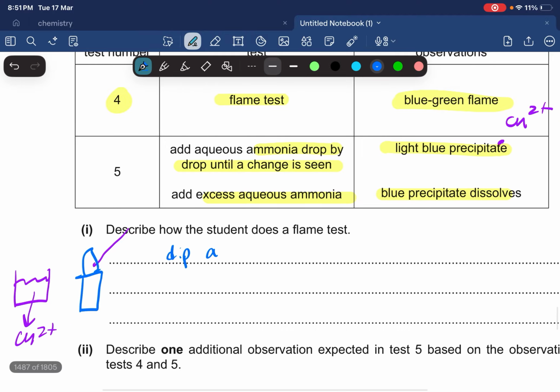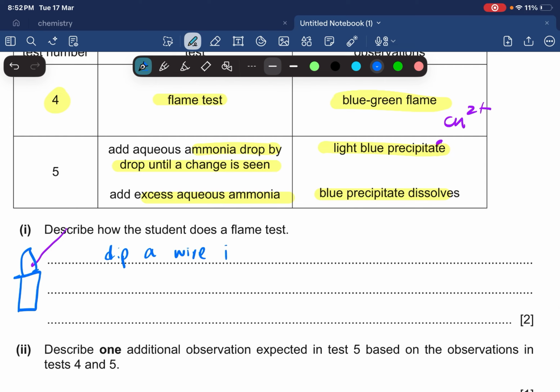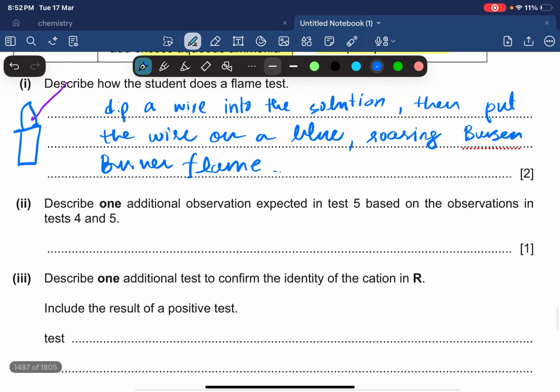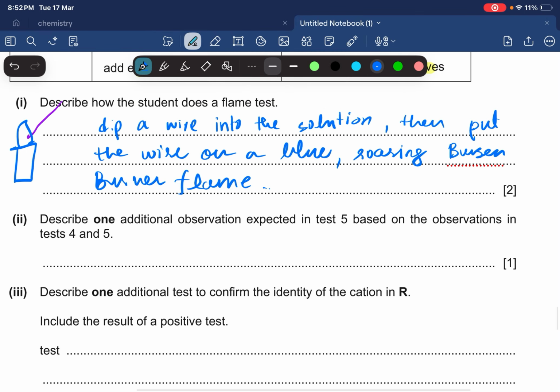Dip a wire into the solution, then put the wire on a blue roaring Bunsen burner flame. That's all. Describe one additional observation expected in test 5 based on the observations in 4 and 5.